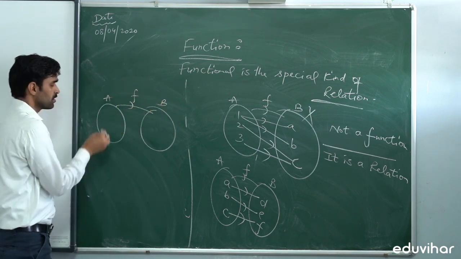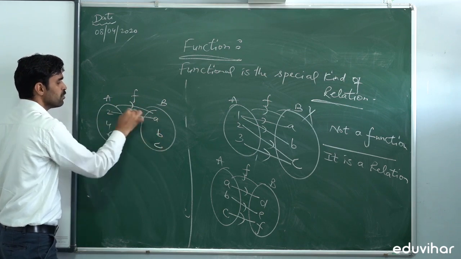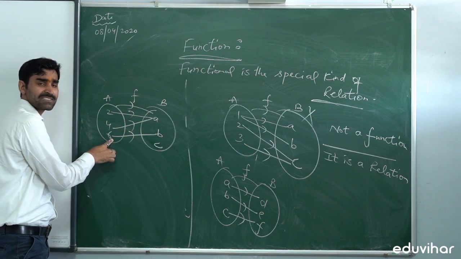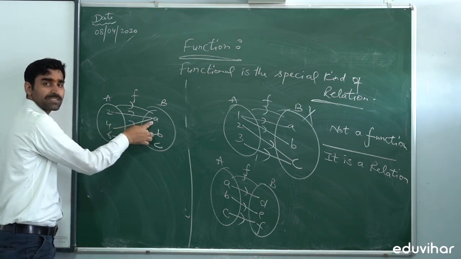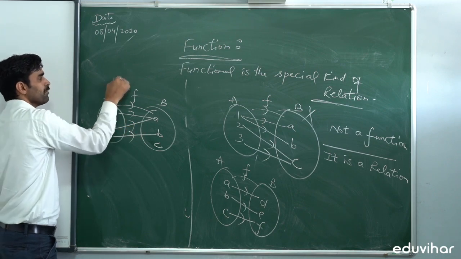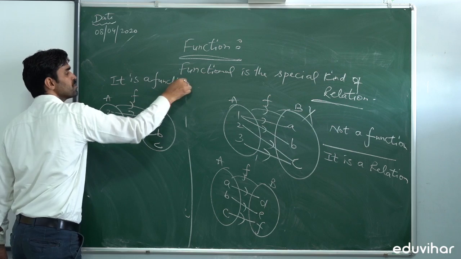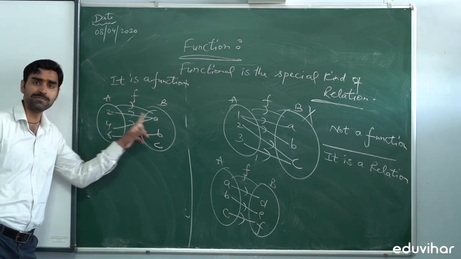Consider a function between the elements 2, 4, 6 and A, B, C. The third element 6 has the image B. Here two elements have the same image. So we can say it is a function. Here we observe each element has a unique image only.